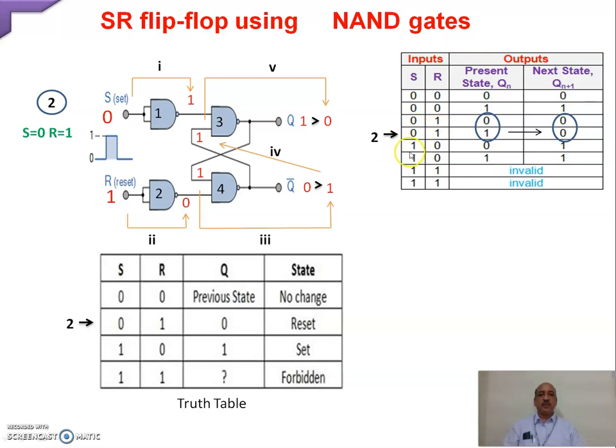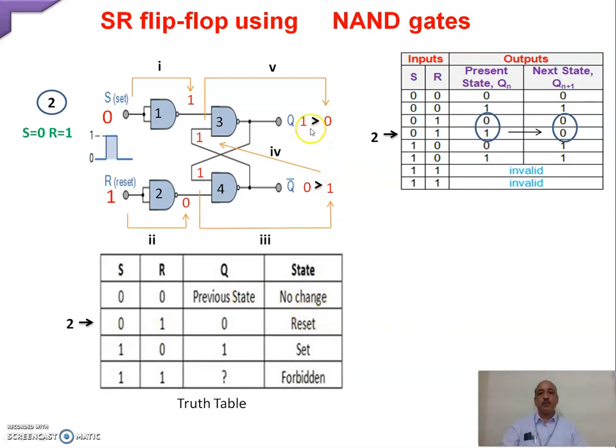This state we usually call a reset state. Here you can see S is equal to 0, R is equal to 1. If the previous state is 0, the same state 0 will exist, that is the output will become 0. If it is 0, it remains as 0 only. If it is 1, it will become 0. That's why this state is called the reset state. Let us see the working.